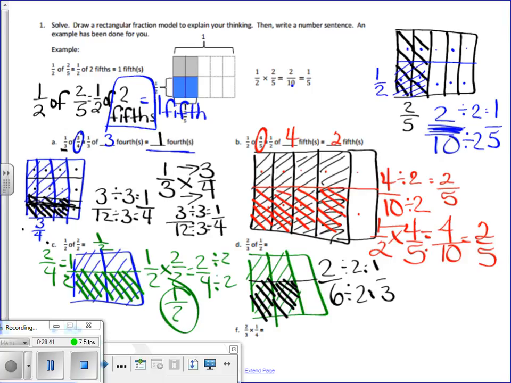So, you have 2/3 times 1/2. 2 times 1 is 2. 3 times 2 is 6. You get 2/6 again, but you already know that that will simplify to 1/3. Yes.